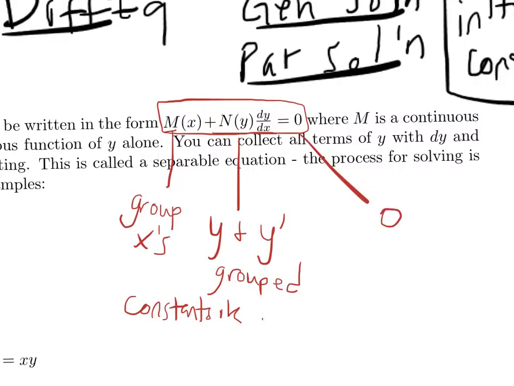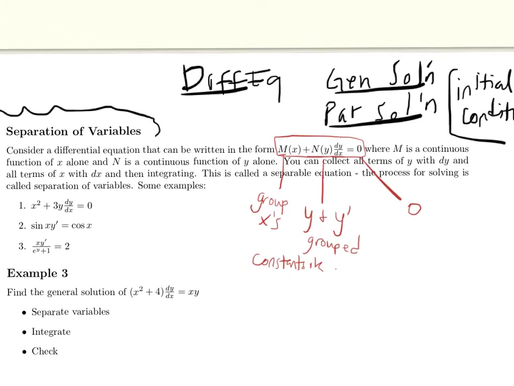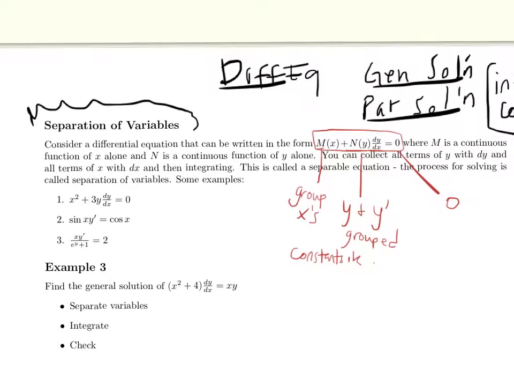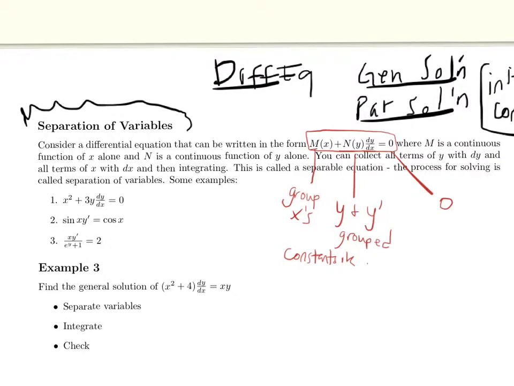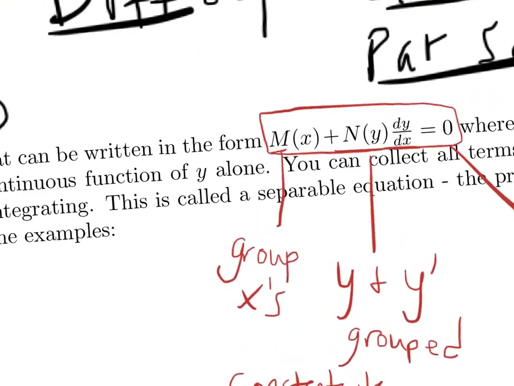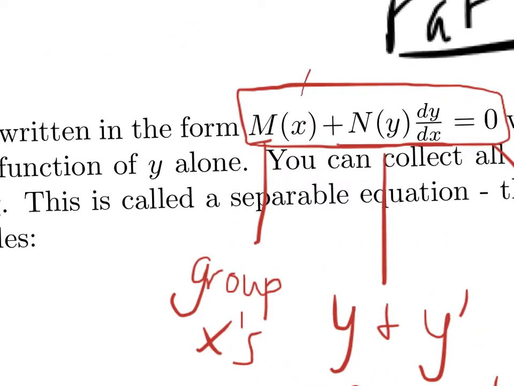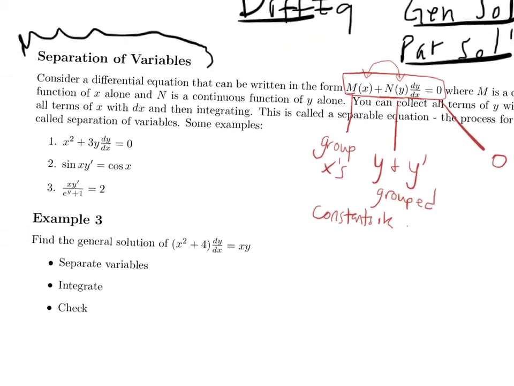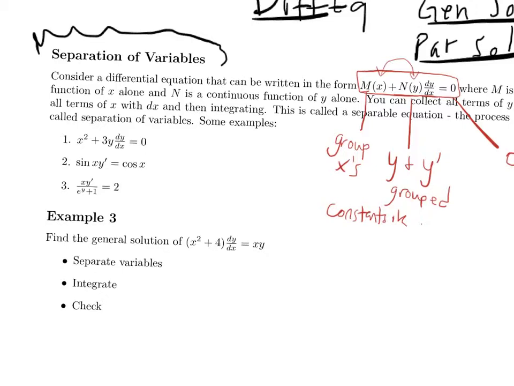Okay, so M is a continuous function of x alone, N is a continuous function of y alone, and then you have the dy dx multiplied. All right, as long as you are able to do this, you can separate the x's from the y's. You see the plus sign separates the x's and the y's. So that's the idea, separation of variables. You can separate them by a plus sign. All right, so this is called a separable equation. Here are some examples.